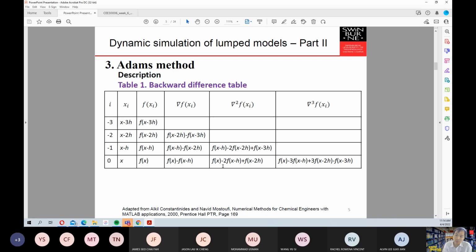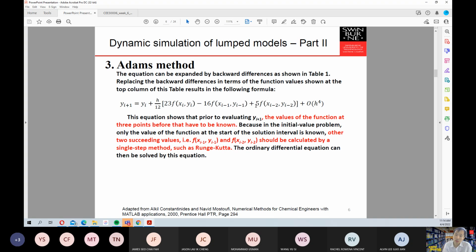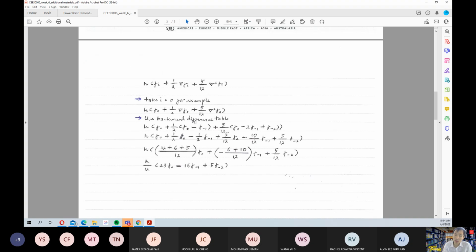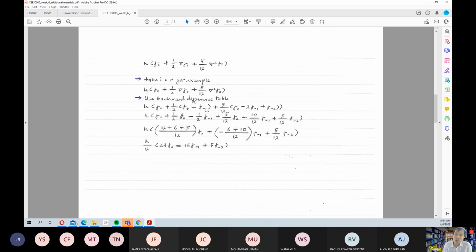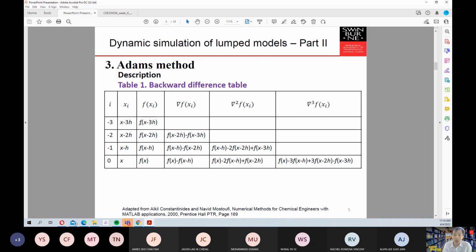Then the next one, you use a backward difference table in order for you to change from here to here. This is the final form that you will use. You will ask me, Jaka, how do I get this thing? So this is what you do. You get this one, you put in i equals 0 for example. So this one will be equal to f naught. Then you put in your backward difference table. Your backward difference table is this.